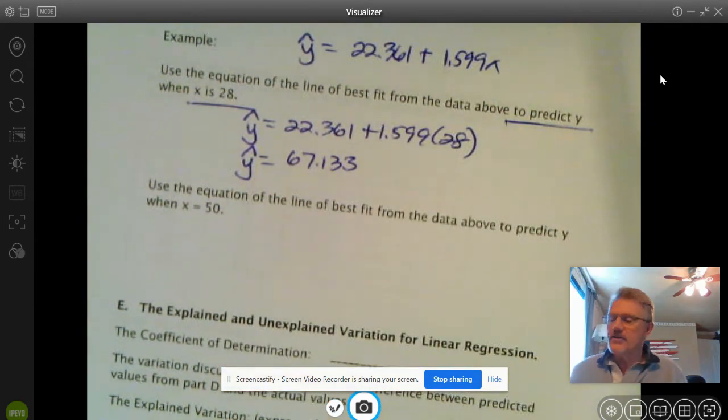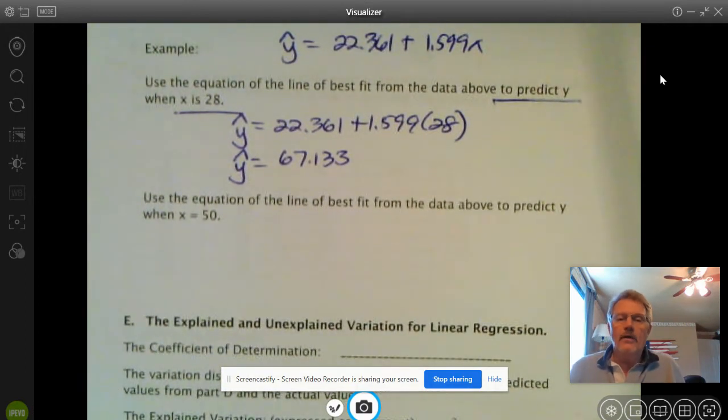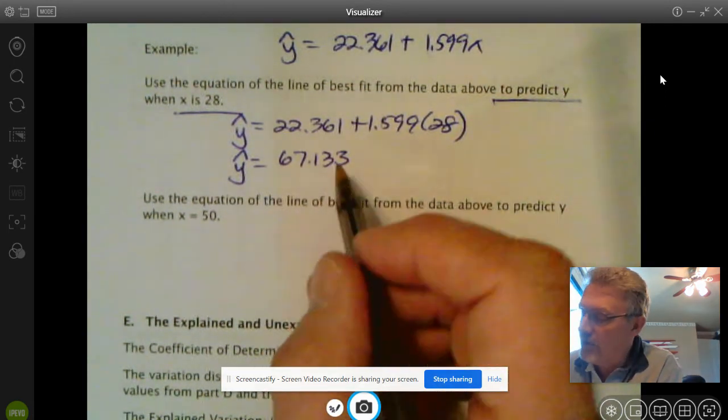We didn't actually get information that went with this data, so I don't know what the response variable or the dependent variable is, but y would be approximately 67.133 when x is 28. This is interpolation. This is okay.